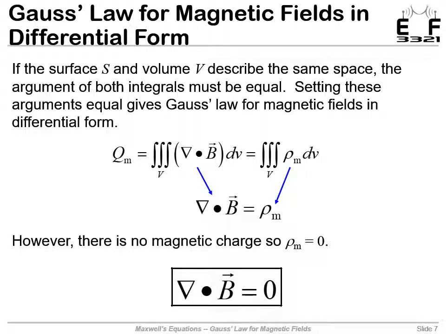However, in magnetics, there is no such thing as magnetic charge, and so we set that equal to 0. And when we do that, we arrive at Gauss's law for magnetic fields in differential form. The only difference between this and Gauss's law in differential form for electric fields is that we had a volume charge density here.